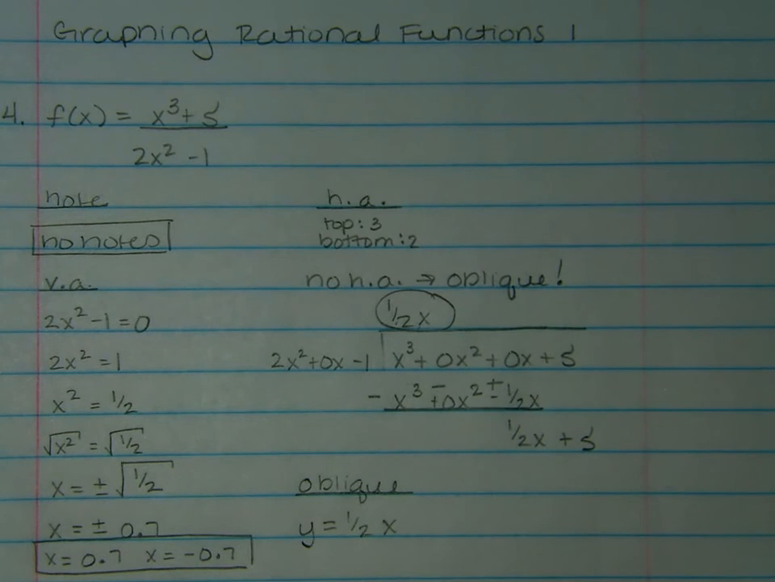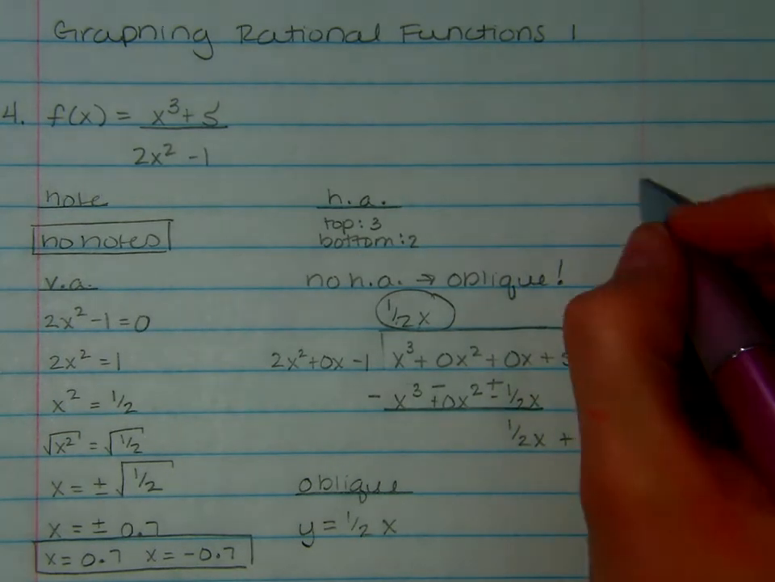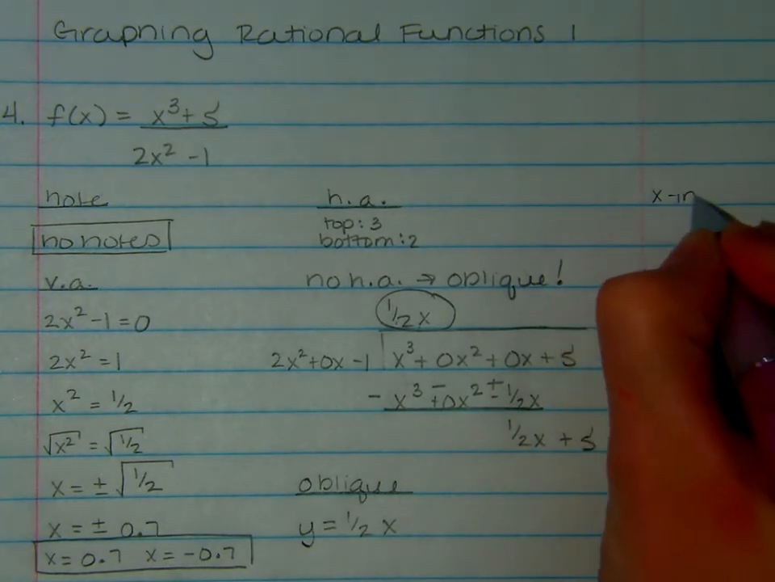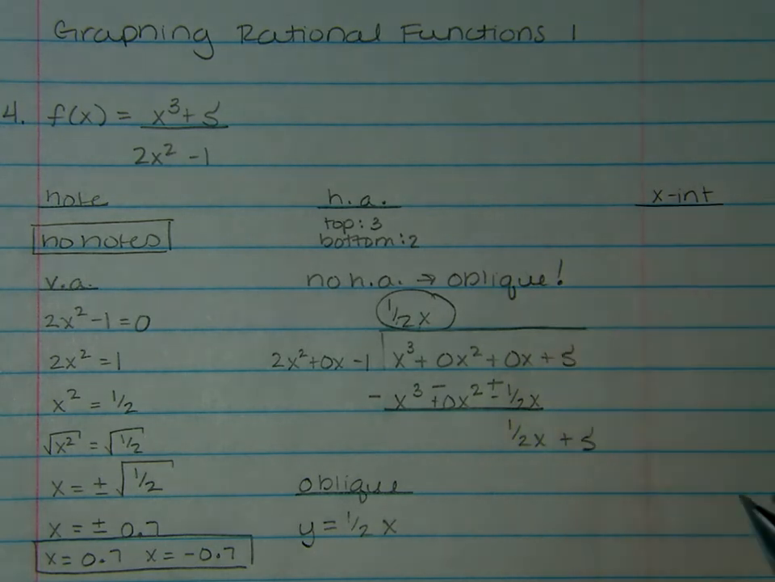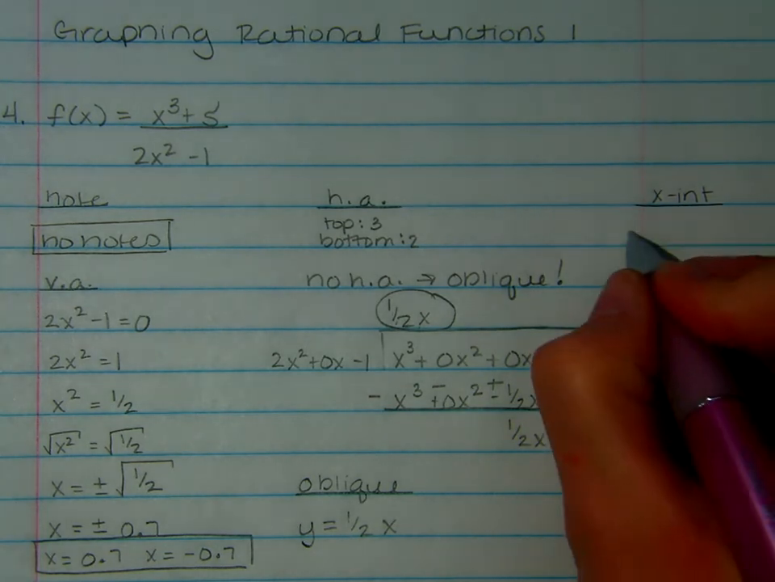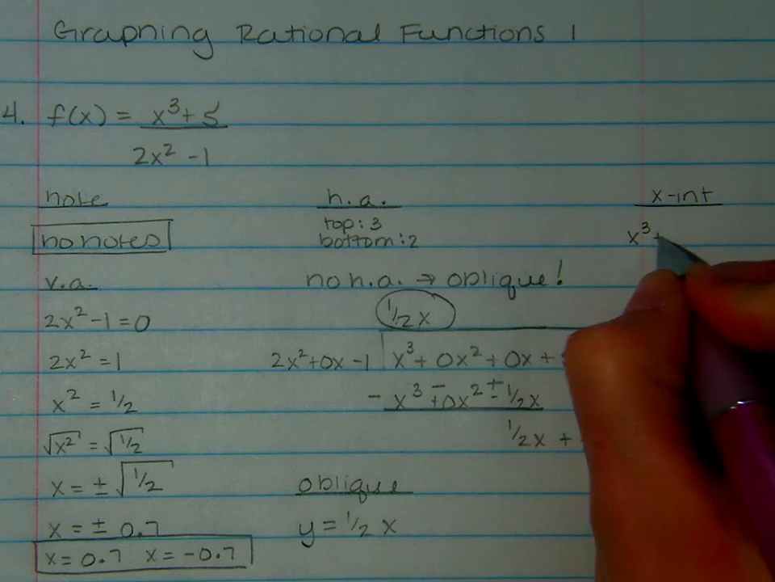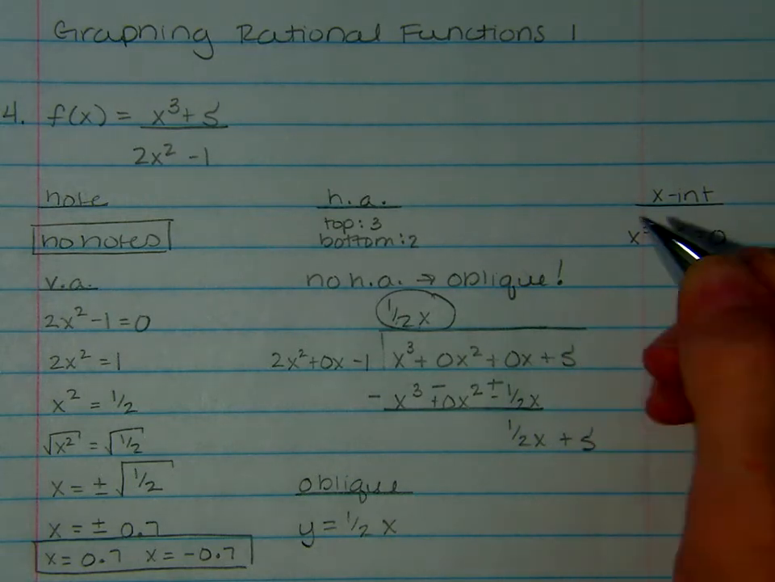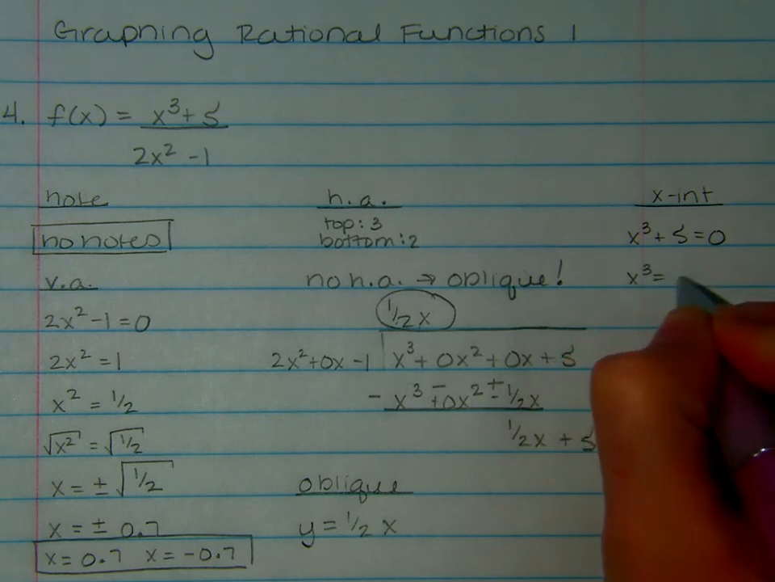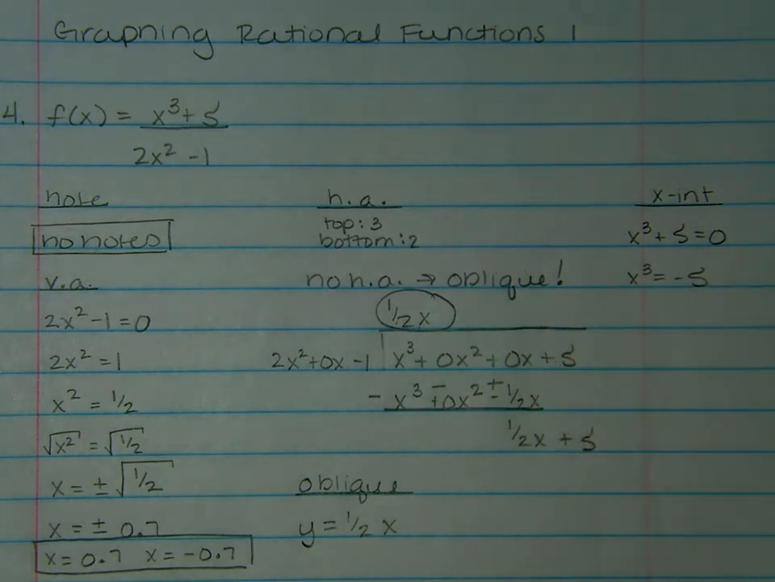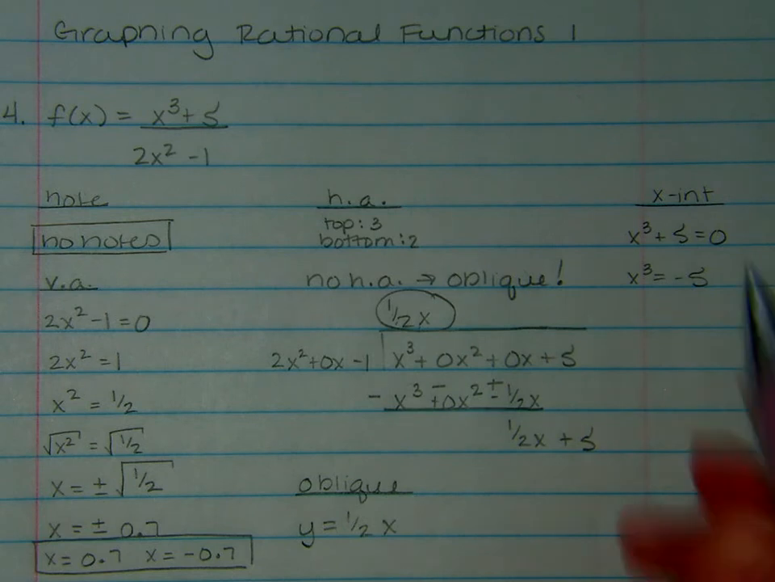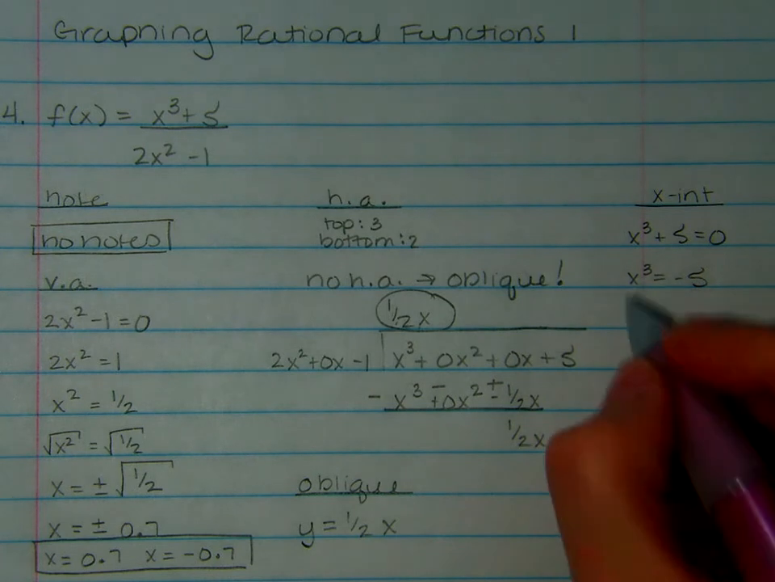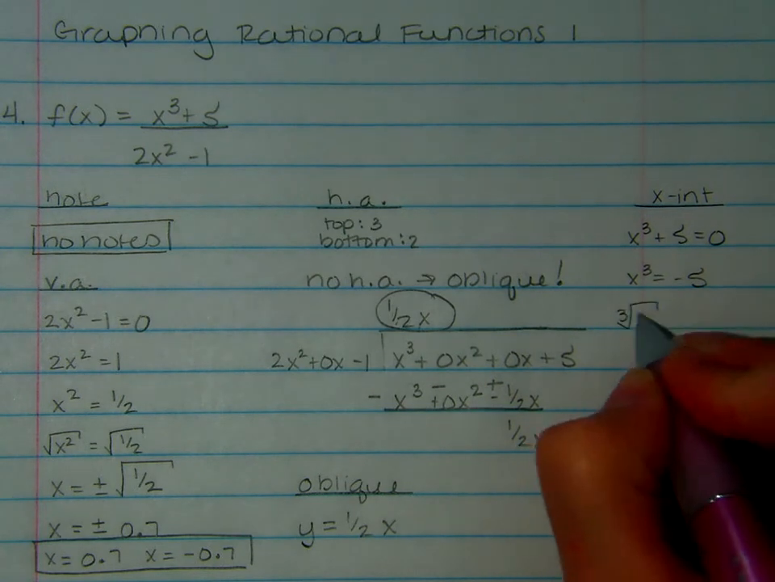Okay. The next thing I'm going to find is my x-intercept. Try to find it in this little space over here. We find that by setting the top equal to 0, and that's x cubed plus 5 equal to 0. And so x cubed is equal to negative 5. That could happen. You can have a cube root that's a negative number or a cubed number that's negative. Remember, odd powers can be negative, even powers cannot. Okay, so x, we take the cube root here, guys.